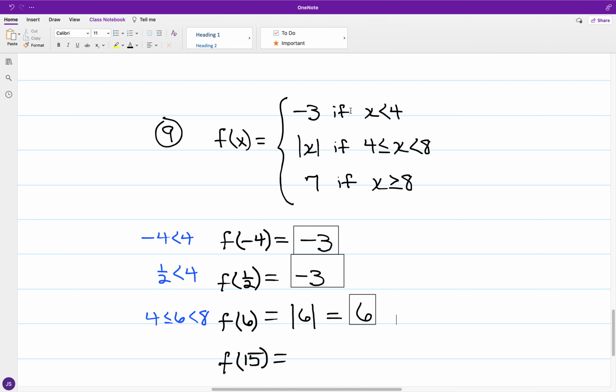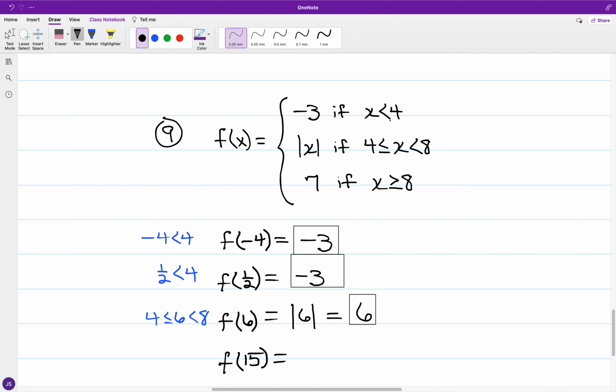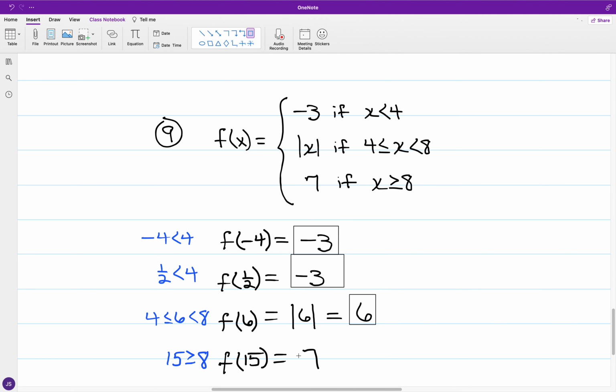And for 15 as the input, 15 is not less than 4, 15 is not between 4 and 8. However, 15 is greater than 8. So to say that 15 is greater than or equal to 8, that is true. So any input that is 8 or greater, the output is just going to be the constant value of 7. So f of 15 is equal to 7.